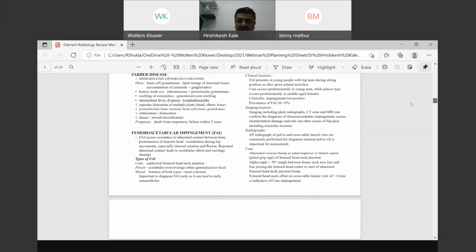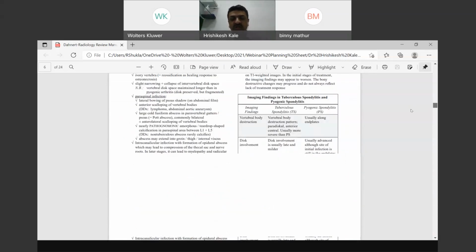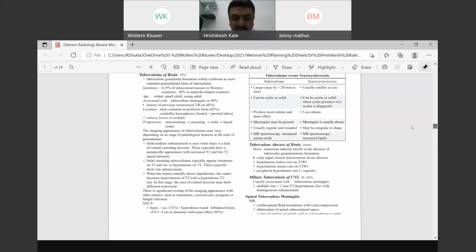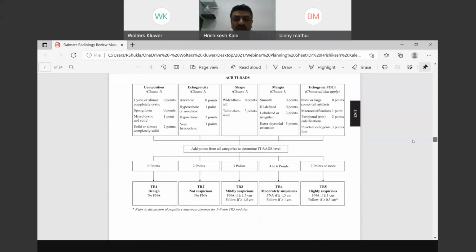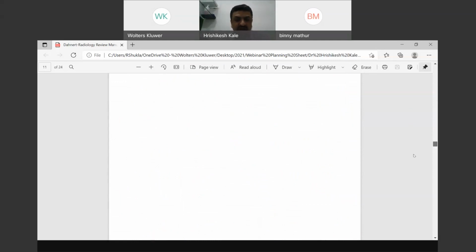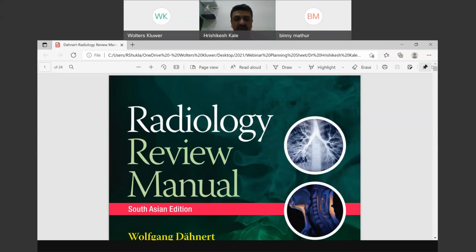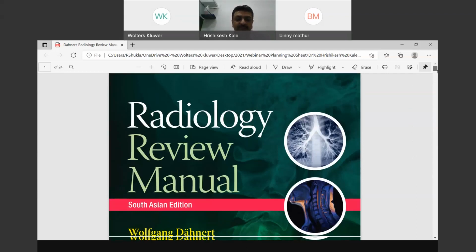Exactly. So we have tried to update this book. We have not written this book; we have basically edited it and tried to add things which I think will add more value for residents as well as for other practicing radiologists.